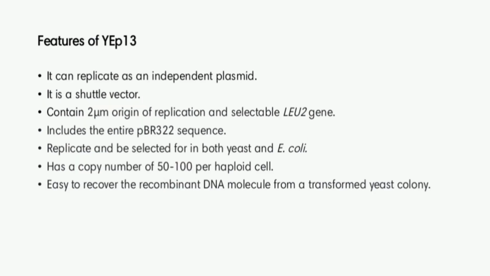And the features of YEP13 are that it can replicate as an independent plasmid and it is a shuttle vector. It contains the 2-mu-M origin of replication and the selectable LEU2 gene, and it includes the entire pBR322 sequence, so it can replicate and be selected for in both yeast and E. coli. It has a copy number of 50 to 100 per haploid cell and it is easy to recover the recombinant DNA molecule from a transformed yeast colony.